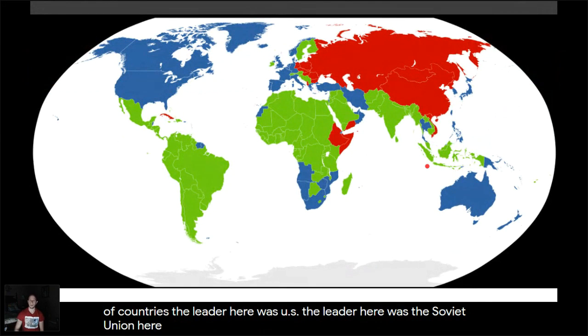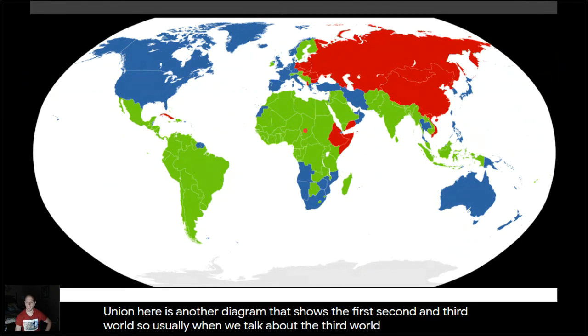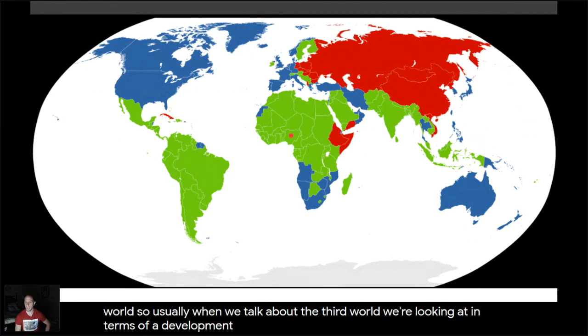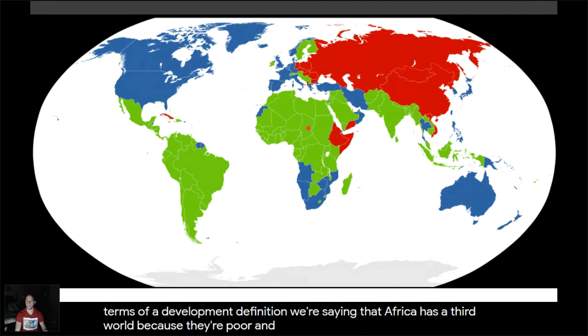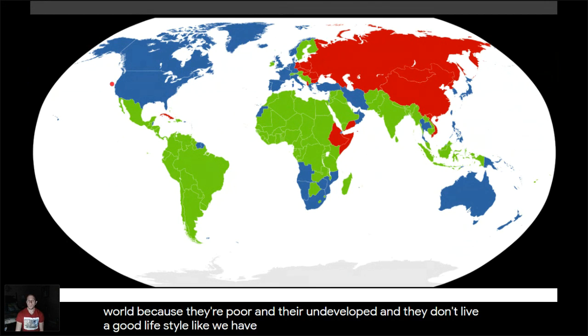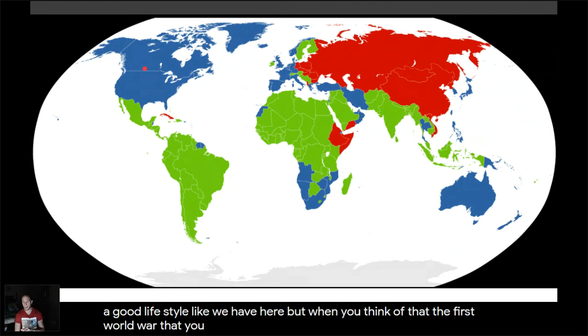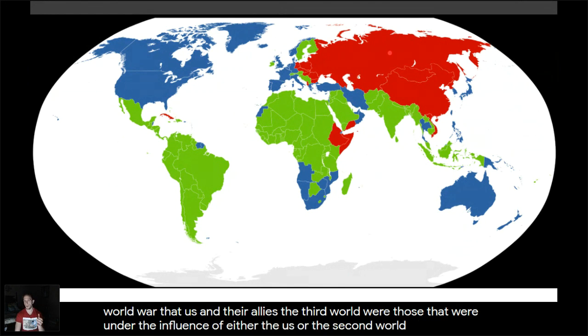Here's another diagram that shows the first, second, and third world. Usually when we talk about the third world, we're looking at it in terms of a development definition. We're saying that Africa is third world because they're poor and undeveloped and they don't live a good lifestyle like we have here. But when you think about it, the first world were the US and their allies. The third world were those that were under the influence of either the US or the second world, which was headed up by the Soviets.